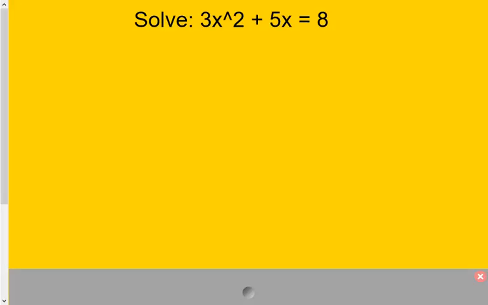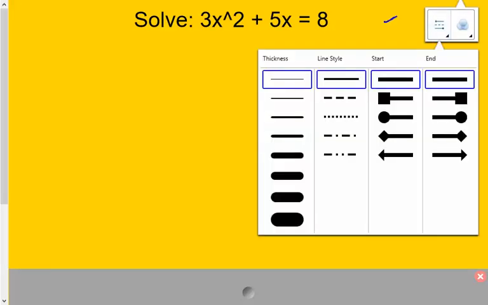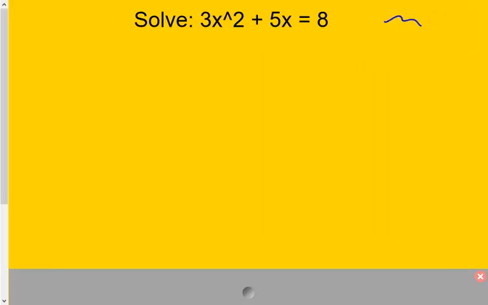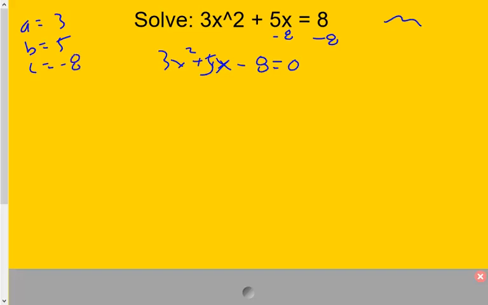Okay, here we go. We're going to give this a try. This is basically all algebra. I'm going to subtract the negative 8 from both sides, so that it's equal to 0. Then I'm going to identify a, b, and c. A equals 3, b equals 5, c equals negative 8. Make sure you have your signs correct.